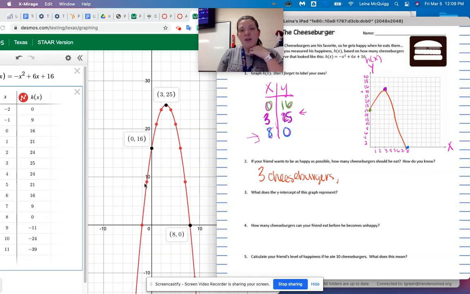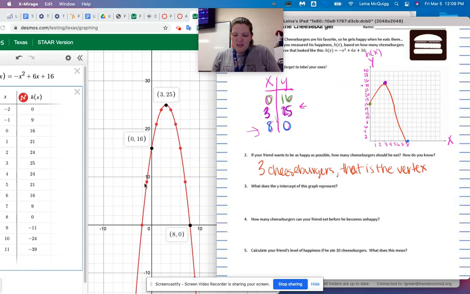And then how do you know? Well, after that, it starts going down. That's the highest point of the parabola, or the vertex. Let's use our vocabulary. That is the vertex.